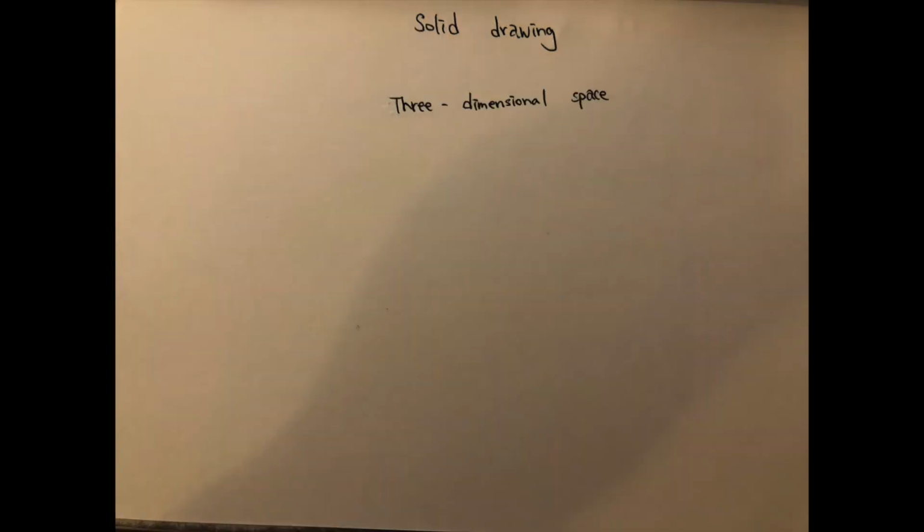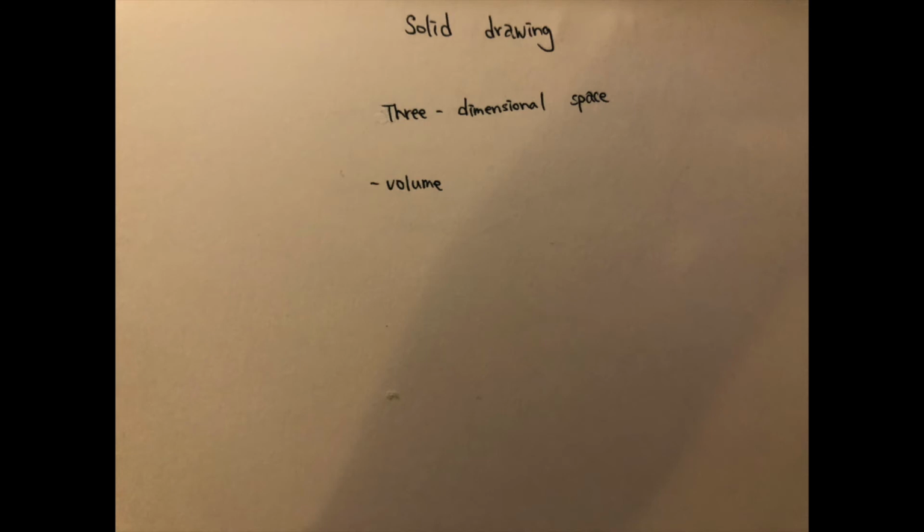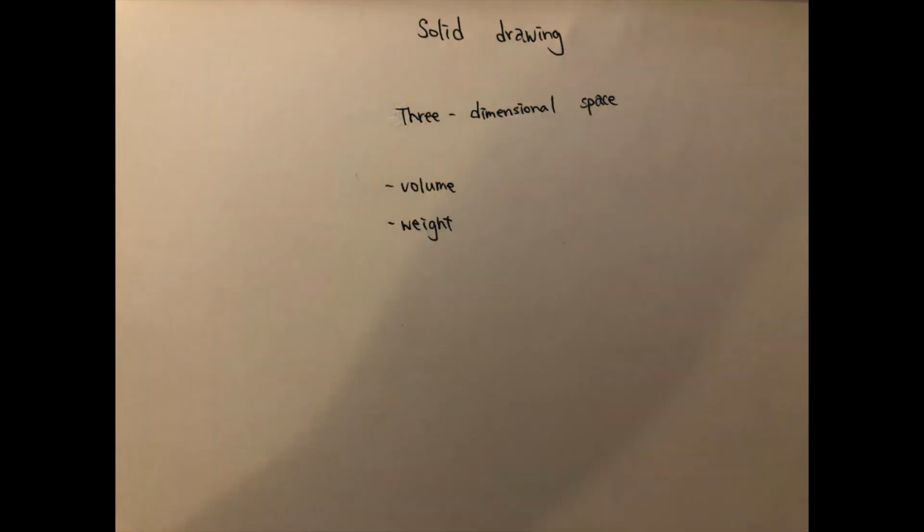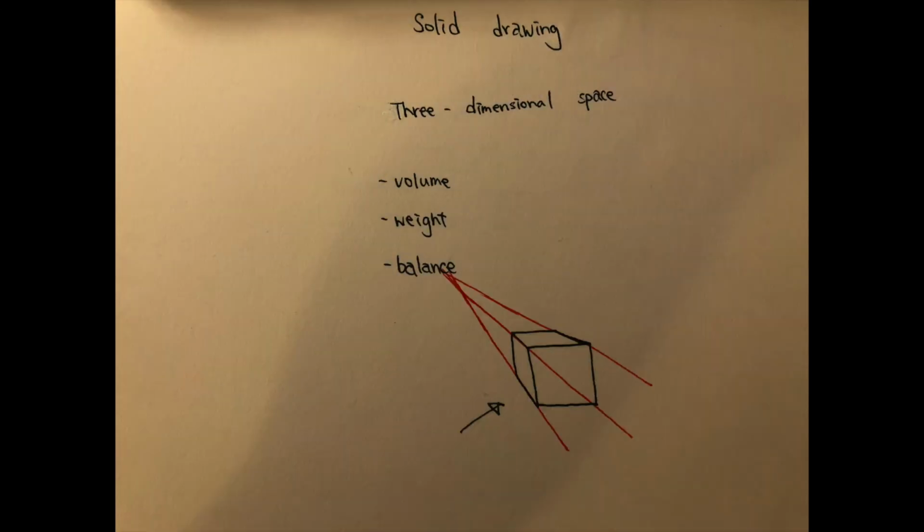The principle of solid drawing is meant to make forms look like they are in three-dimensional space. It has to consider the volume, weight, and balance of the object. It's always used in 2D animation.